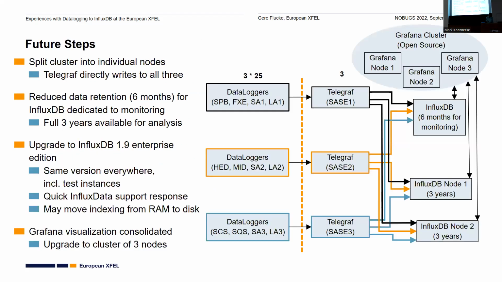There are some future steps. The cluster that we had originally, we want to split up. There's not much gain from the cluster, but we want to keep the 2 instances here. The instance that is mainly used for monitoring will have a shorter retention period, because otherwise the reaction is sometimes slow. Grafana will use a cluster of 3 devices. It's still open source. And all these Influx databases will be upgraded to the same version, all enterprise edition.